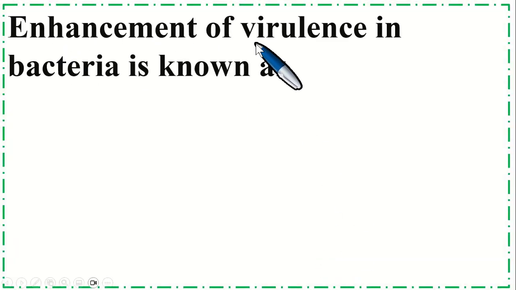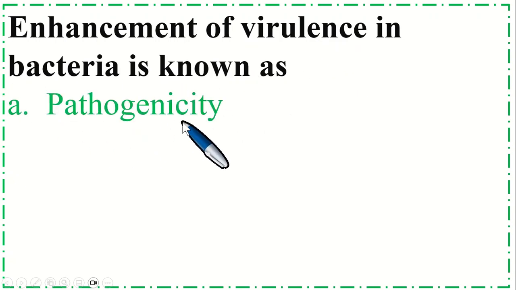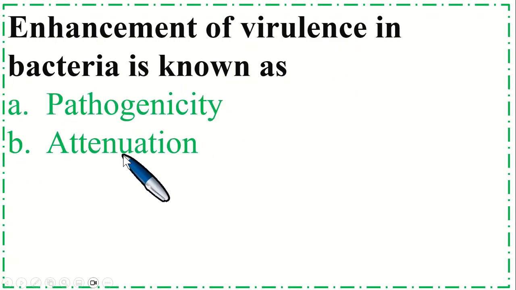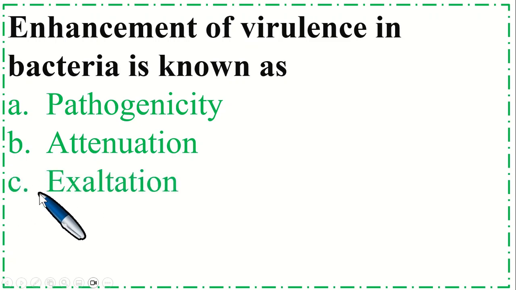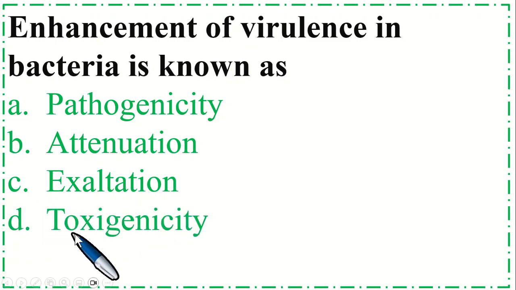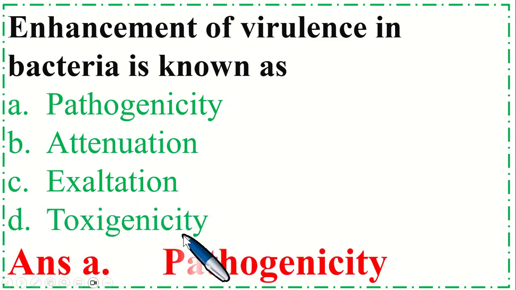Enhancement of virulence in the bacteria is known as option A pathogenicity, option B attenuation, option C exaltation, and option D toxigenicity. So the correct option is A pathogenicity.